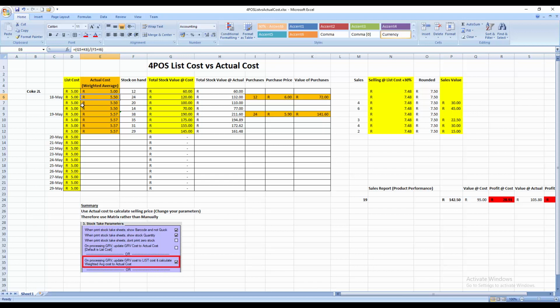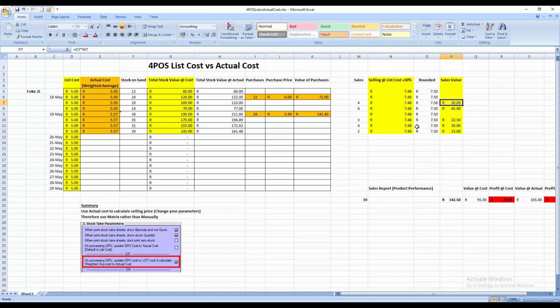If I now do some sales on the system after that, in other words, here on the right hand side, you'll see at the same time I sold 4 items. I'm selling at list cost plus 30%, so my list cost, my 5 Rand price, plus 30% markup plus VAT gives me a selling price of 7.48, which rounded up gives me 7.50. So the value of that sale is then 30 Rand.